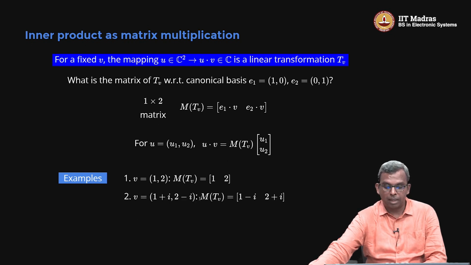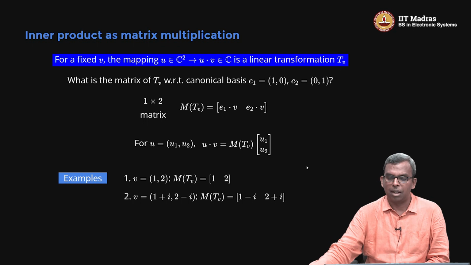So, if V is 1 plus I, 1 2 minus I, I have to do E1 dot V, but remember the conjugation will happen here because I have got a dot V here. So, you get 1 minus I, 2 plus I. Notice this conjugation, it happens only in the complex case. In the real case, it is very, very simple. So, M of TV is a 1 cross 2 matrix. So, inner product can be evaluated as a matrix multiplication. The matrix multiplication that you have is the matrix of this inner product, and that is just the conjugate of that vector written as a row vector, right. So, this is an easy little property.